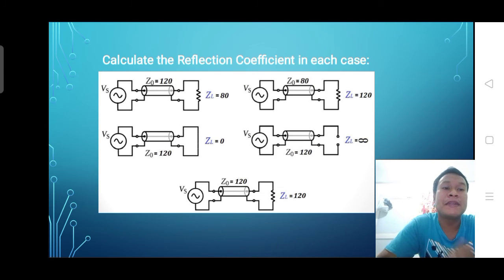So I have prepared 5 problems, and I will solve 2 problems, and the 3 remaining are for you to solve and assess if you have learned something in this lesson.